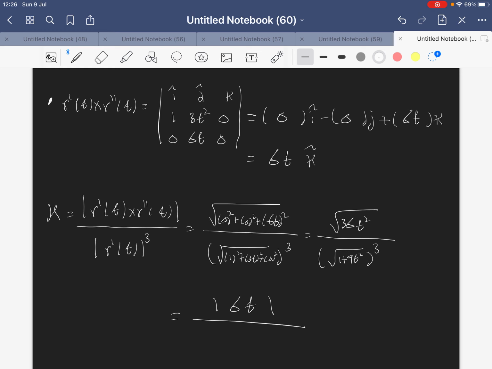Without the absolute value, the answer could be negative. It shouldn't be negative. Curvature just measures for me, gives me a number for the bend. And that's why we keep the absolute value. We need the absolute value. The t could be negative, but the final answer must be positive.